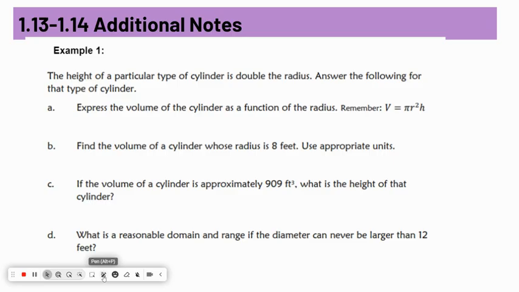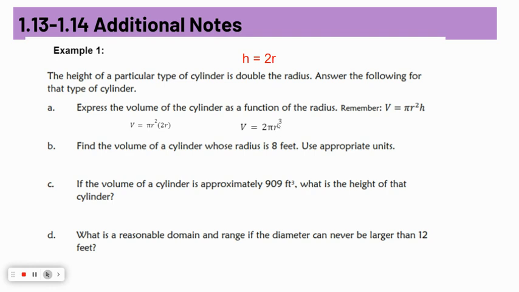So to start off with example 1, we have the height of a particular type of cylinder is double the radius. So here I want to make a note that the height is double the radius. It says answer the following for that type of cylinder. They want us to express the volume of a cylinder as a function of the radius. So we've got volume equals pi r squared h. I'm going to replace the h with 2r, and now I can just multiply all this together. So we get volume equals 2 pi r cubed.